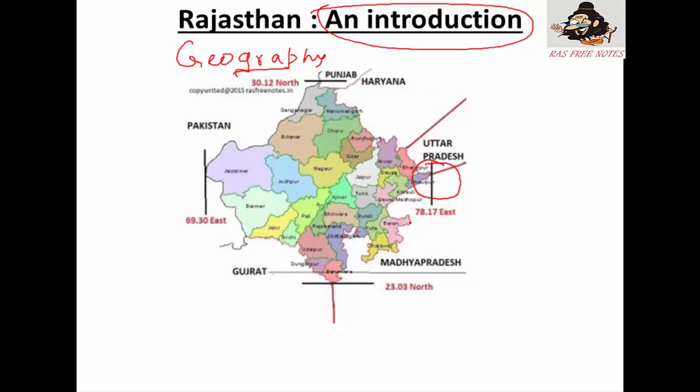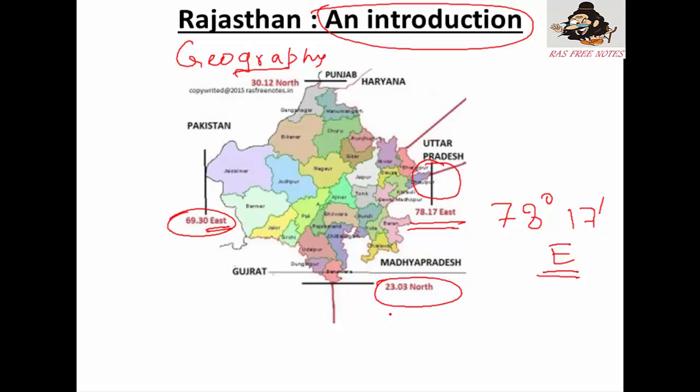Okay, so it is 78 degree 17 minutes east. Also the western border, it is 69.30 east. One thing to be noted is that Rajasthan lies in the eastern time zone. Now another thing, the southernmost point is 23 degree 3 minutes north.